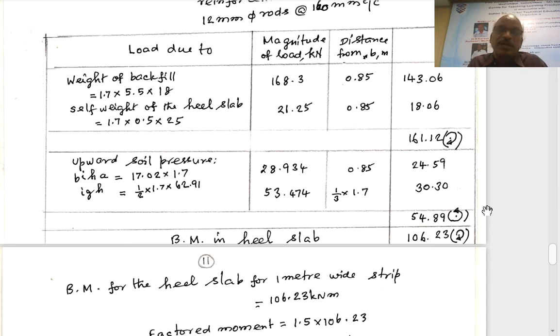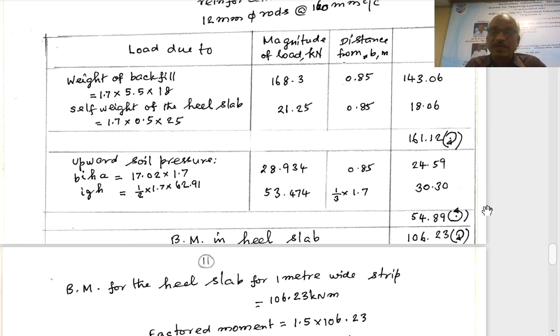The length of the heel is 1.7, and in the perpendicular direction it is 1 meter. Therefore, that gives the upward pressure, 28.934, into distance 0.85. It is a rectangular pressure diagram, so 24.59. Coming to the triangular pressure, half into 1.7 into 62.91, of course into 1 meter. That is 53 point something into one third of 1.7, which equals 30.3. So these two will cause an anti-clockwise moment about the point B.